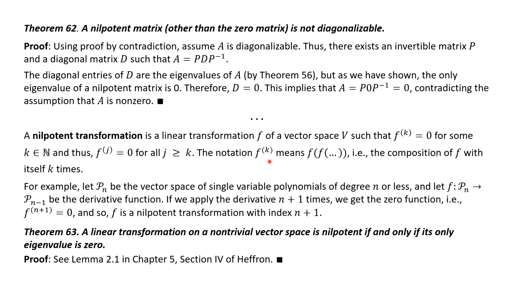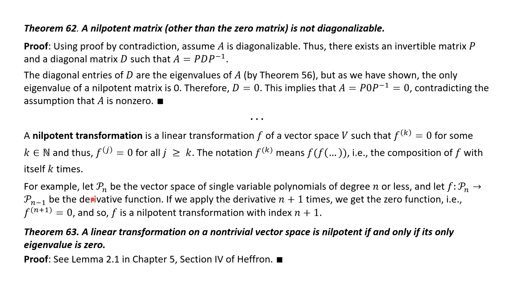So we have a notation here before I define nilpotency for a function. f to the k in brackets just means f applied to itself k times. It's a composition of functions. And a nilpotent transformation is a linear transformation f of a vector space V such that f to the k equals 0 for some k in the positive integers. And then f to the j equals 0 for all j greater than or equal to k, where k is called the index, just the way we define index for nilpotent matrices.